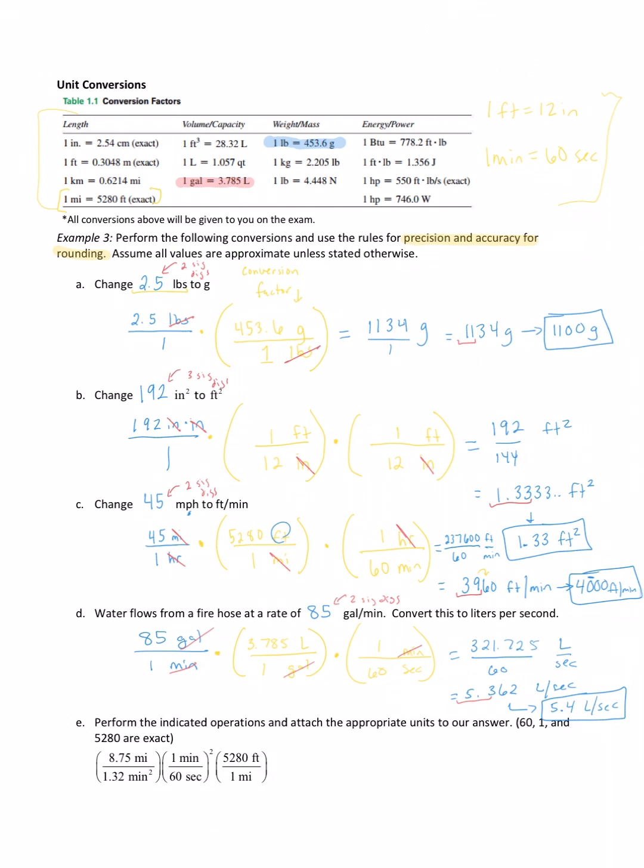Okay, let's look at this last one. A little bit different. We're going to use our information from the first half of 1.4 and what we've learned in this one to complete example E. Perform the indicated operations and attach appropriate units to our answer. The 60, the 1, and the 5,280 are exact. When we look at this problem, there's one thing that should stand out first, right? And that is this outside exponent.